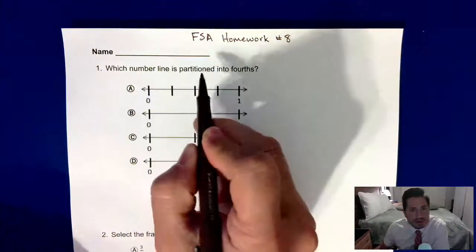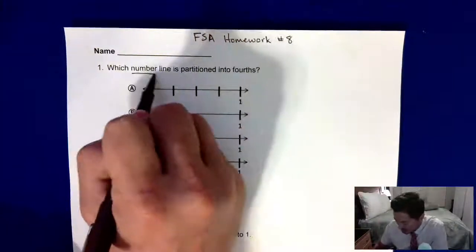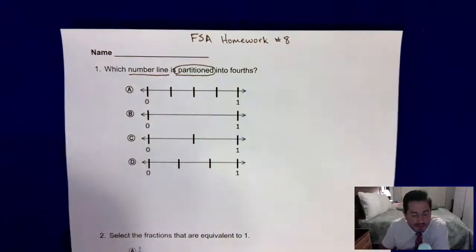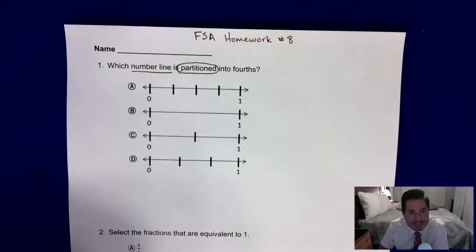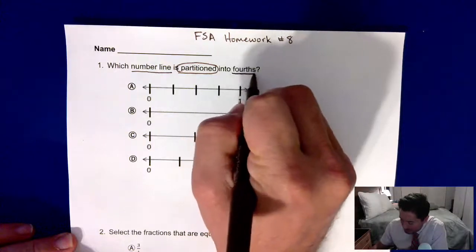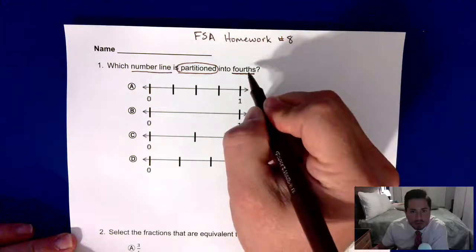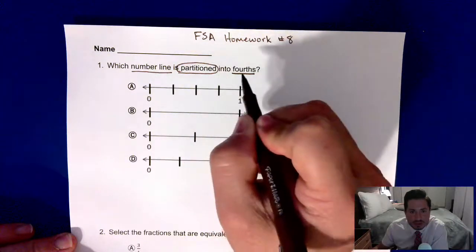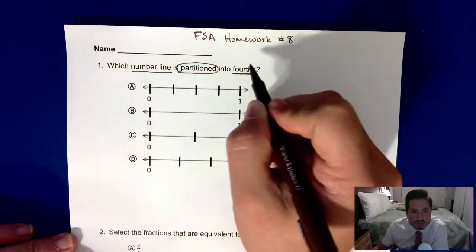Which number line is partitioned? So number line and partitioned. Partitioned, remember, means to split equally into fourths. And fourths means into 4 equal parts. So which one is split equally into 4 different parts?